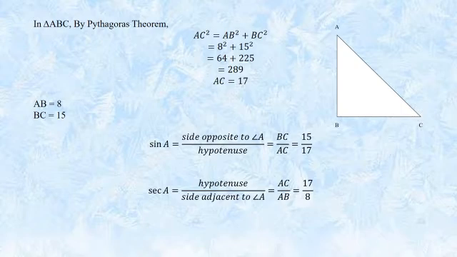Sin A is side opposite to angle A by hypotenuse, which is BC by AC, 15 by 17. Sec A is hypotenuse by side adjacent to angle A, which is AC by AB, 17 by 8. Yes, the final answer is an improper fraction, but still you needn't convert them at all. You can leave the answer as such.